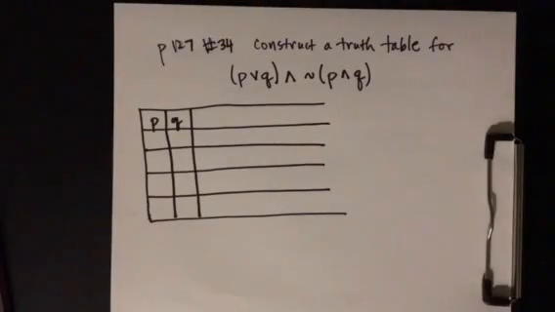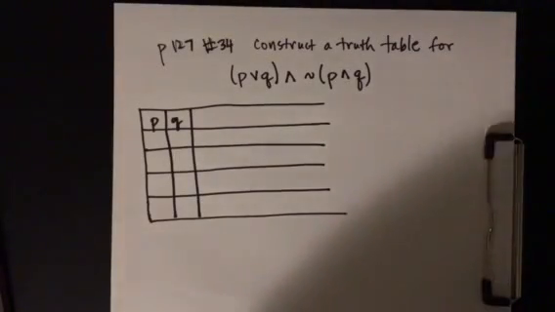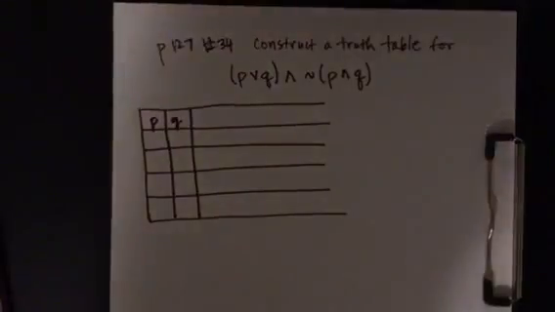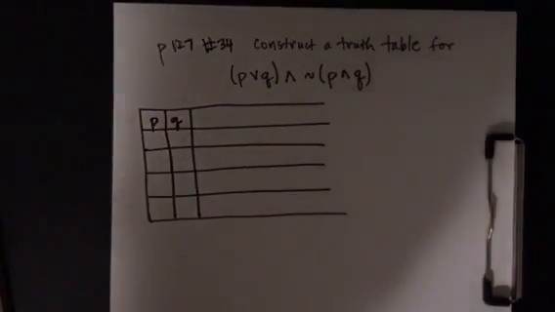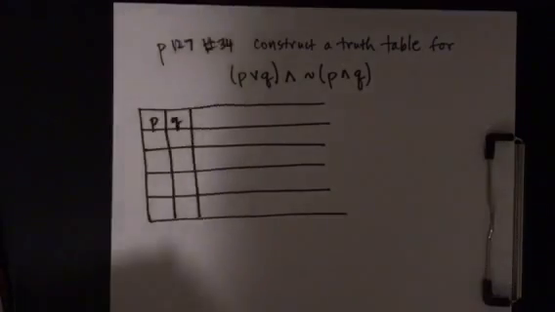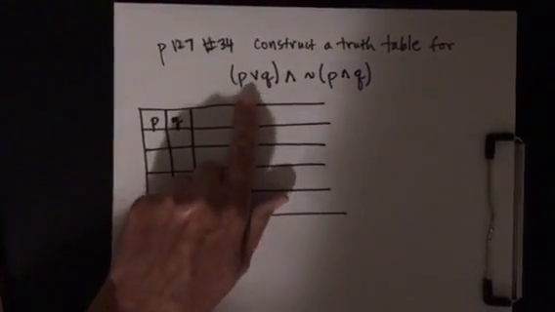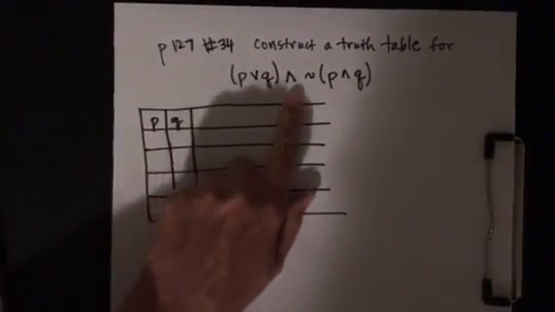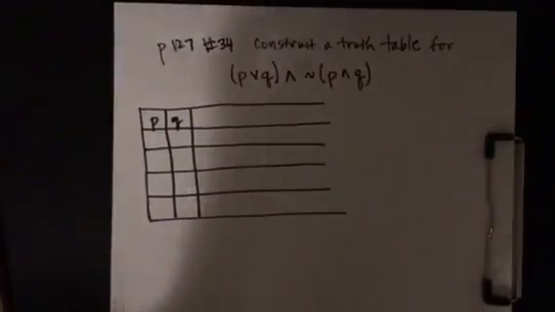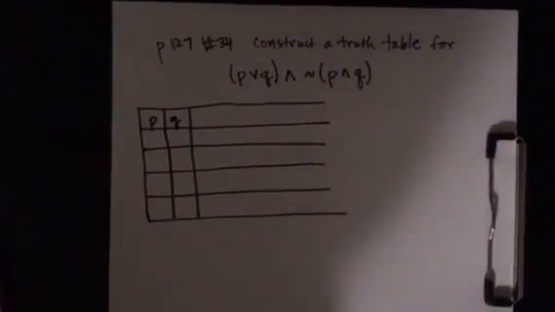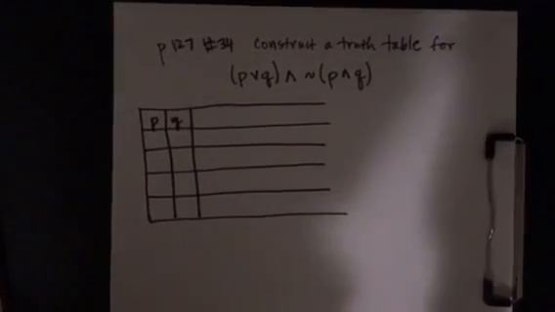This problem is number 34 from page 127. It says construct a truth table for the statement they've given on number 34. In parentheses you have P or Q, and not, and then in parentheses P and Q. So I've started to set up the truth table already.